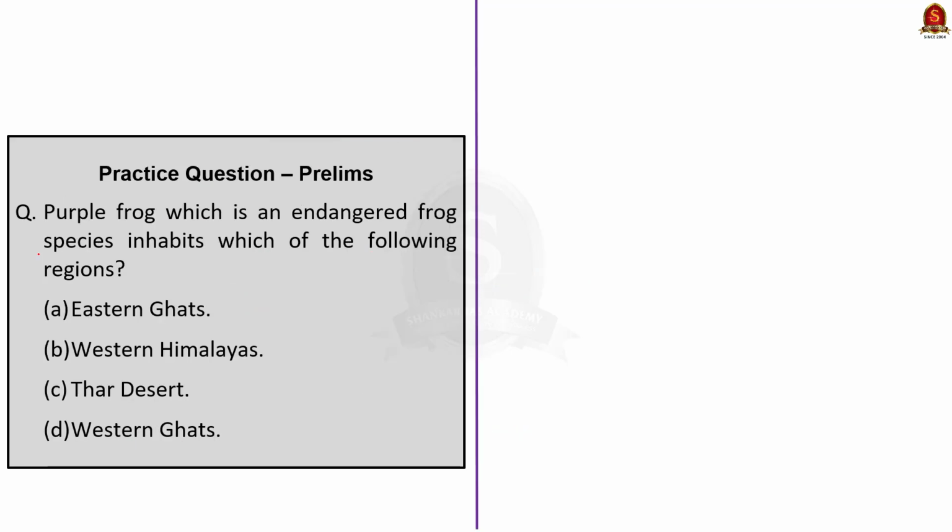So next question. Purple frog, which is an endangered frog species, inhabits which of the following regions? Eastern Ghats, Western Himalayas, Thar desert, Western Ghats. Here the answer is option D, Western Ghats.